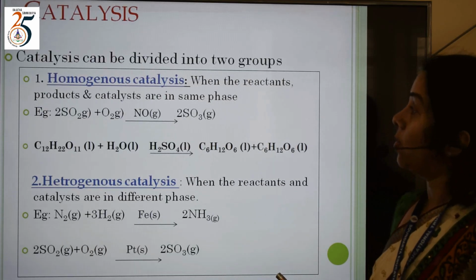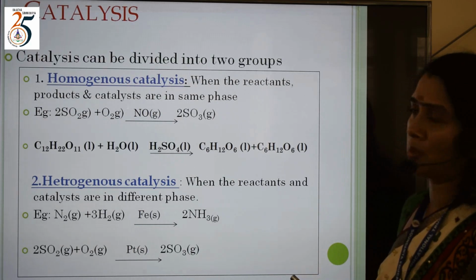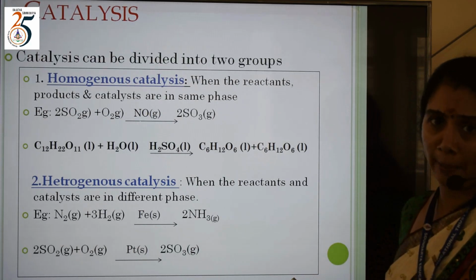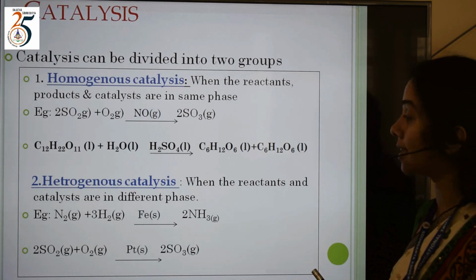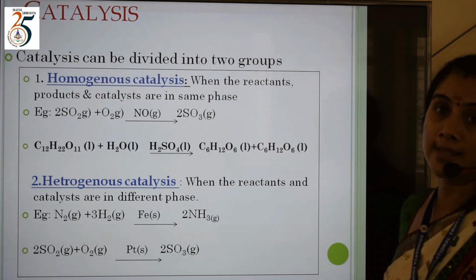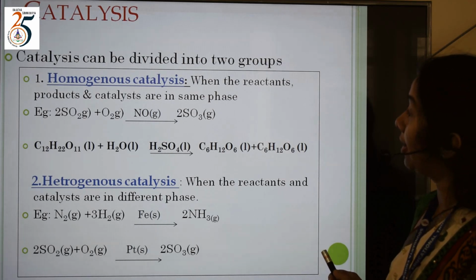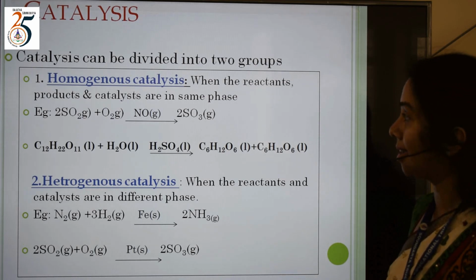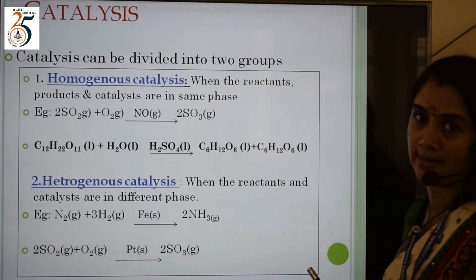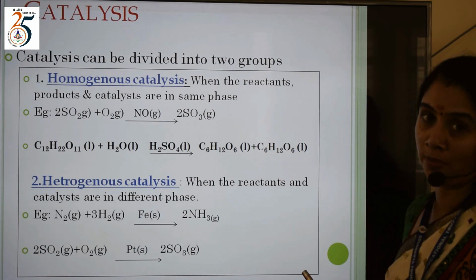So let us now discuss the catalysis process. Catalysis can be divided into two groups. There are two types of catalysis processes happening. One is homogeneous catalysis and the second one is heterogeneous catalysis. Homogeneous catalysis is when the reactants, products and the catalyst are in the same phase. So here the reactants, the catalyst and the product should all be in the same physical state of matter.